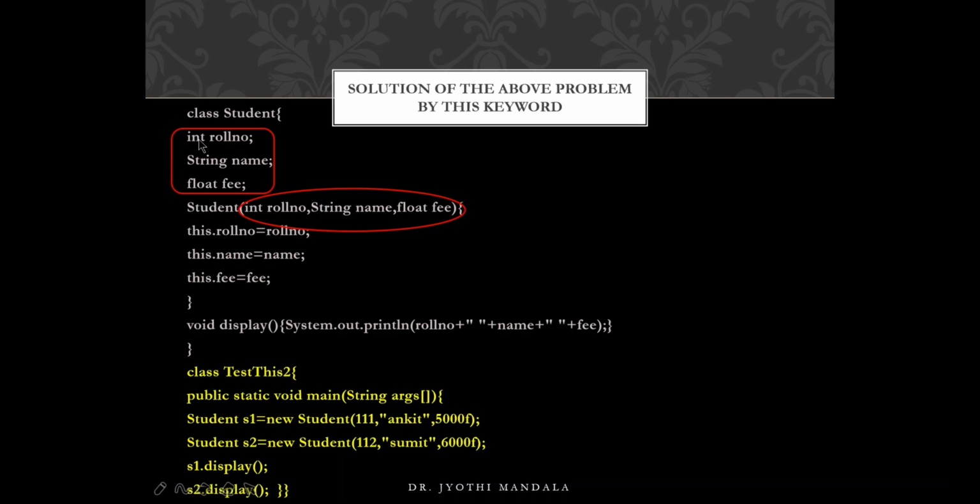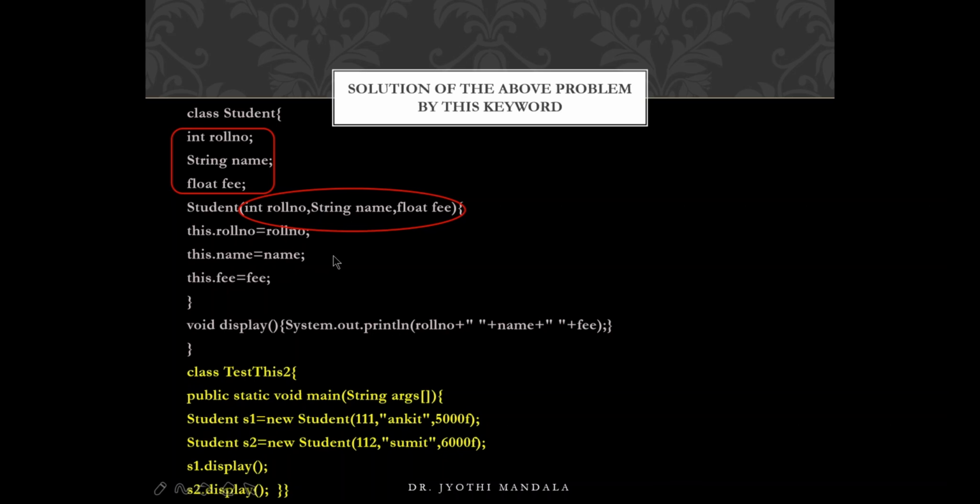Whenever you are writing this dot roll number, the compiler can understand we are referring to the current class instance variable. Whenever this is combined with any variable name, it is nothing but we are referring to the current class instance variable. So this dot roll number refers to this one, this dot name refers to this one, this dot fee refers to this one, and roll number, name, fee refers to these three variables. There is no confusion to the compiler if you mention it in detail like this.